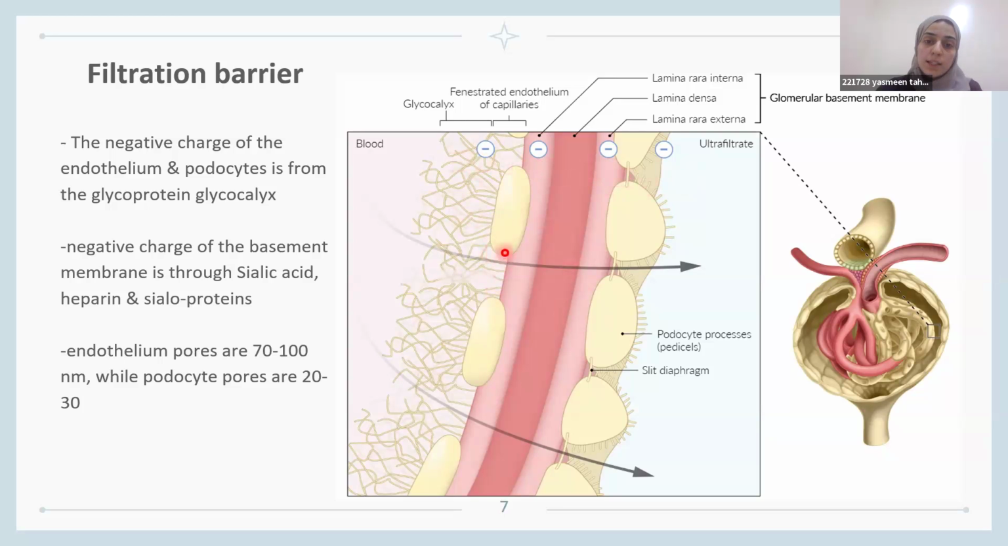And as we can see here, here are the endothelium fenestrae, or the endothelium pores. The endothelium pores are around 70 to 100 nanometers, let's say around 80. And the podocyte, the outer layer, have pores of 20 to 30 nanometers. So again, all of them are negatively charged. They have pores that allow for filtration of the different molecules.